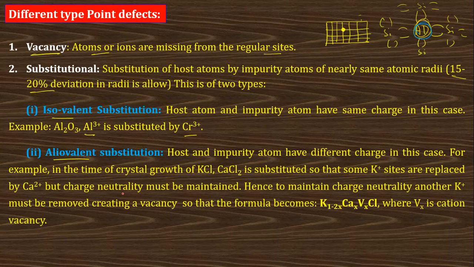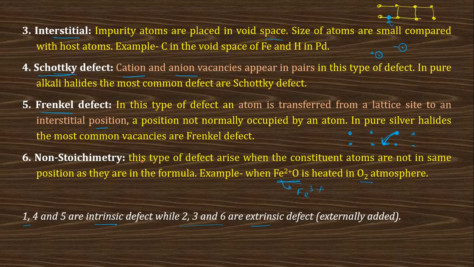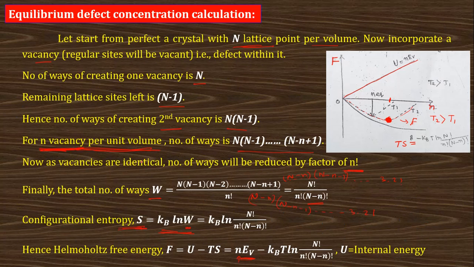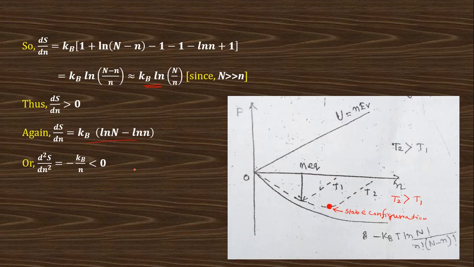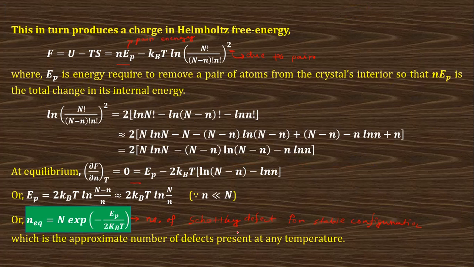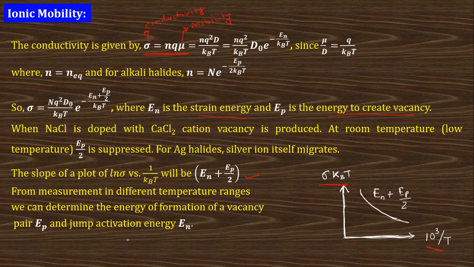The different types of point defect are the vacancy, substitutional, interstitial, Schottky, Frenkel, non-stoichiometry, and the color center and exciton. These are all the point defects. After that we calculate the equilibrium defect concentration. We calculate the Schottky defect and its equilibrium defect concentration, and then the Frenkel defect calculation, and then the ionic mobility and ionic conductivity for the point defect calculation.